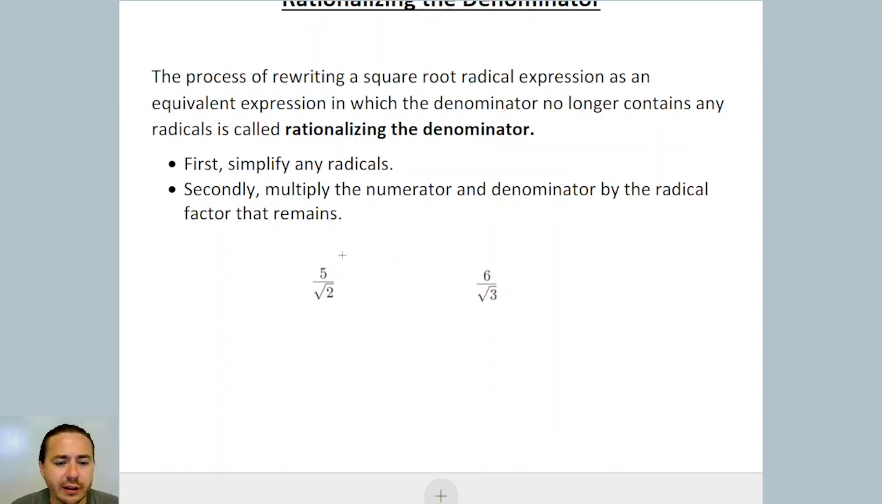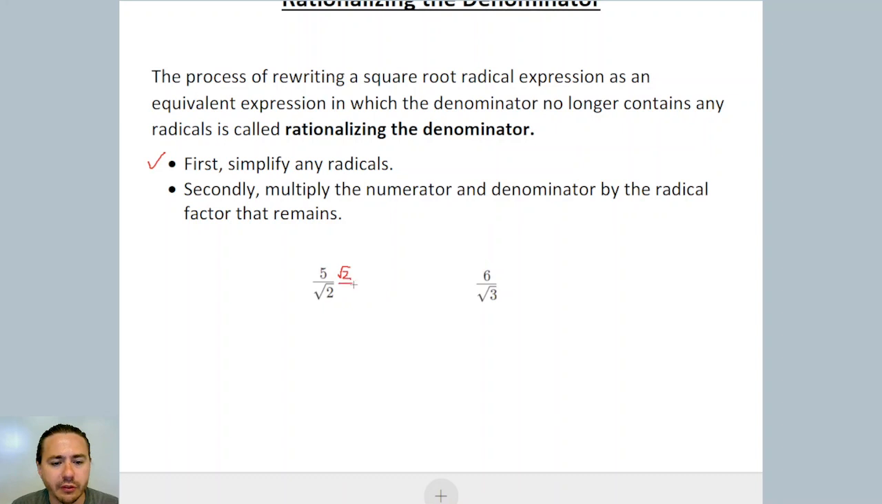First, if you've got anything that's not simplified, go ahead and simplify it. Everything here is simplified, so we don't need to worry about this first step. And then second, we're going to multiply both the numerator and the denominator by the radical factor that you're trying to get rid of. So in this case, I'm trying to get rid of the square root of 2. So I'm going to multiply by square root of 2 over square root of 2.